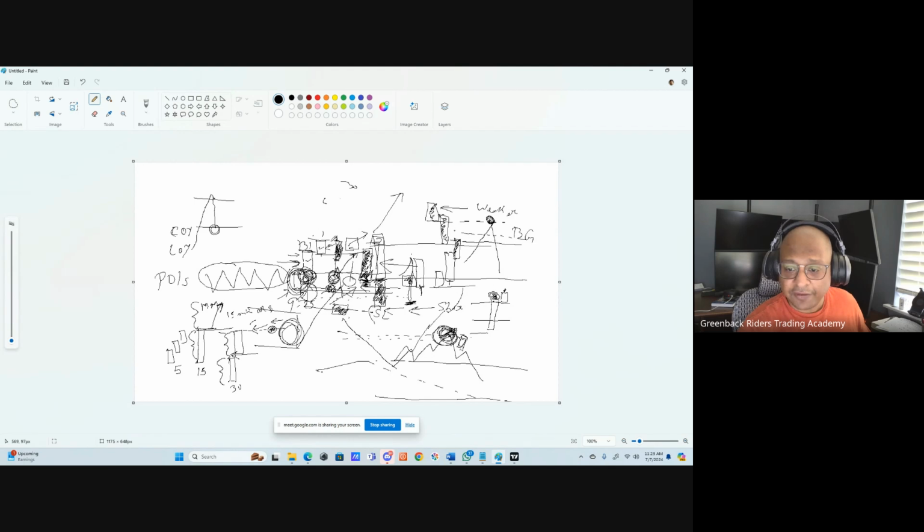Correct? Now, if you see that after this move, a channel is getting formed, not like this, a channel is getting formed, and most of the time, this channel has an angle of 30 degrees. This is the trend channel. This is the trend line that got formed, right? And if you see the angle that we get here is less than 30 degrees.